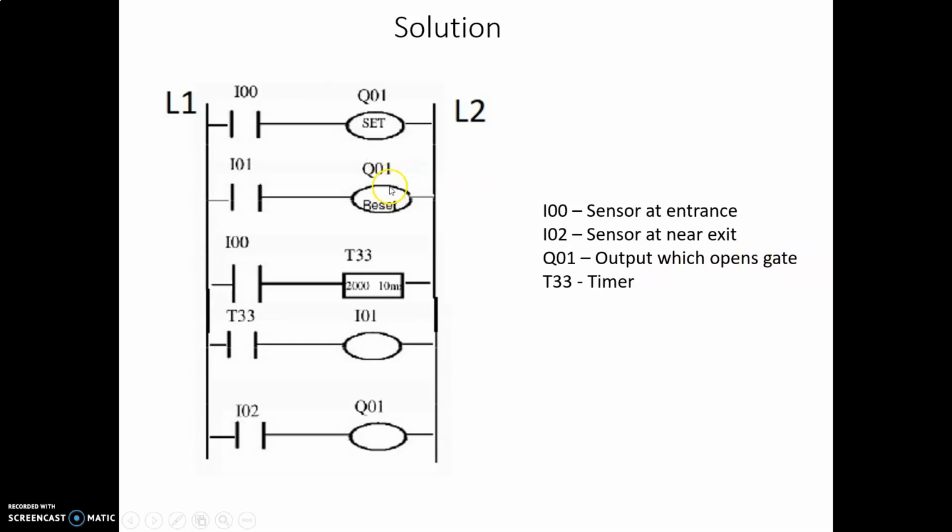So in this way, exactly after 20 seconds, when this gets on, and in turn it resets the output, your gate automatically closes, right? This is called an automation cycle, where automatically after 20 seconds the gate is closed. All of you got this?